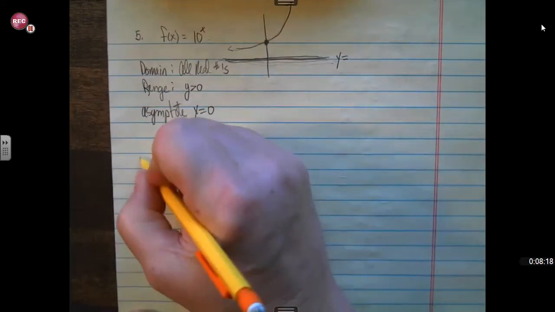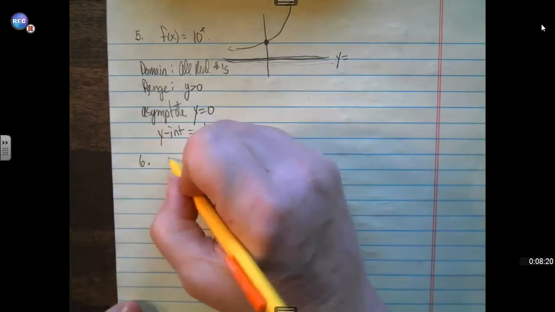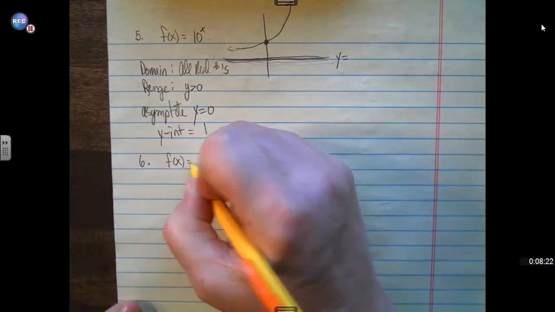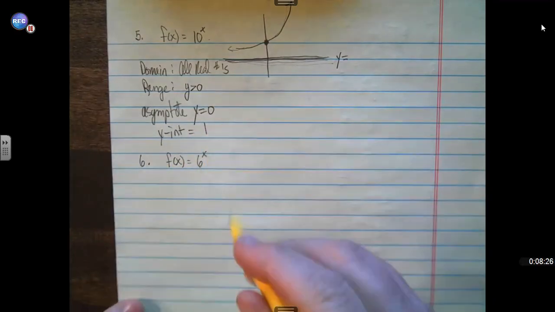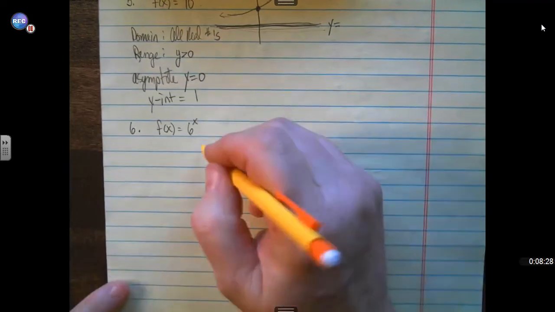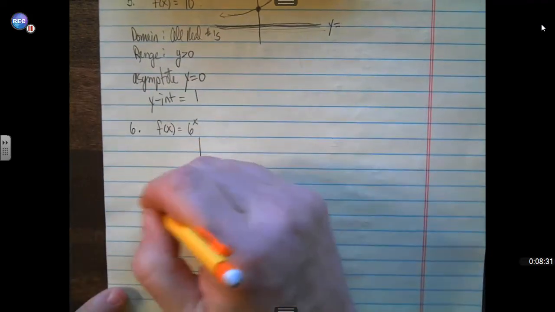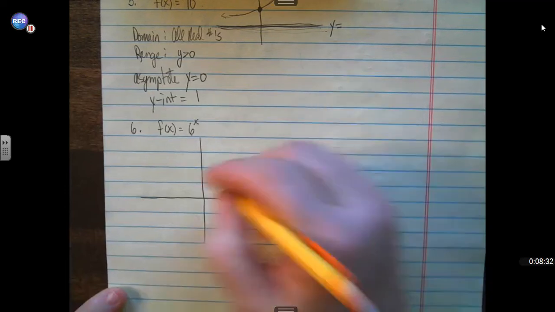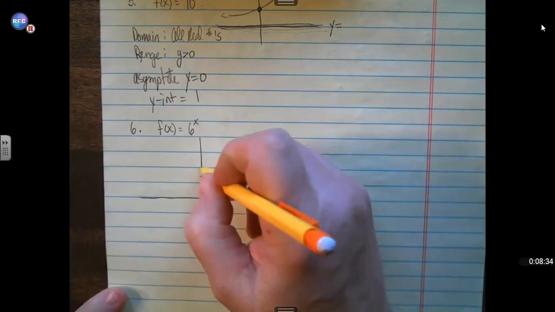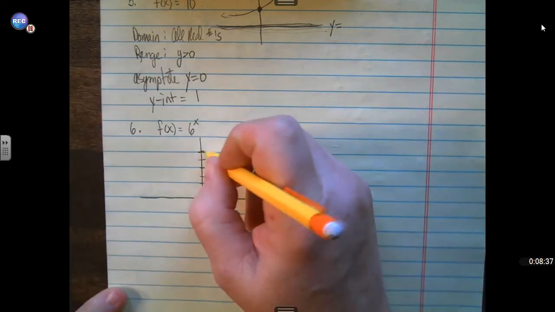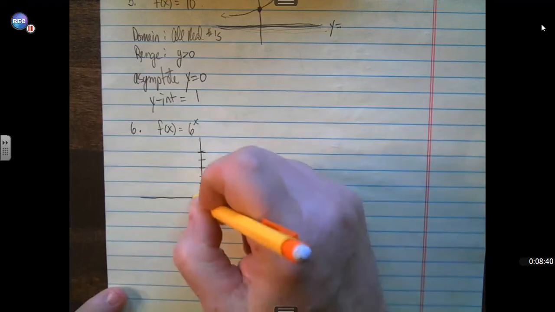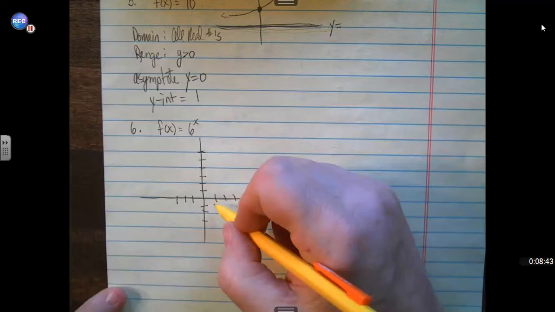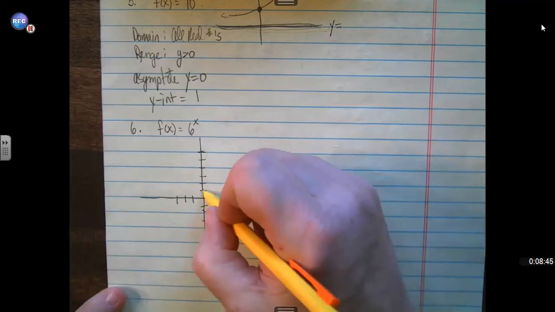Number 6, we are supposed to graph f of x equals 6 to the x. And again, there'll be graph paper on the test, and it's a limited field. So 1, 2, 3, 4, 5, 6. So if I plug in 0, I get 1.